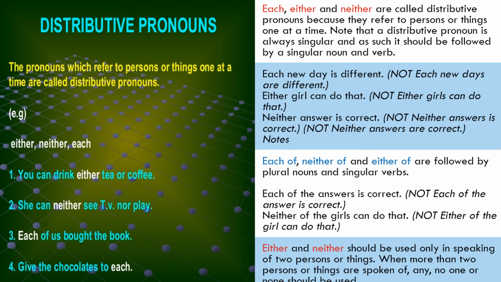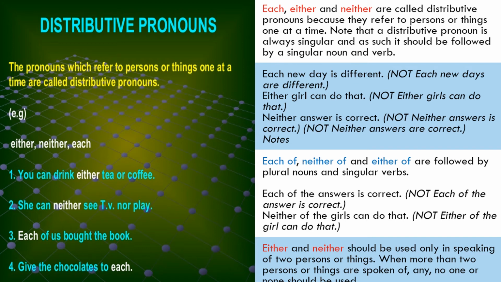No, neither answers are correct. Okay. Now look at this also very carefully. Each of, neither of, and either of are followed by plural nouns and singular verbs. Okay. Each of the answers is correct. You cannot write, not each of the answer is correct.